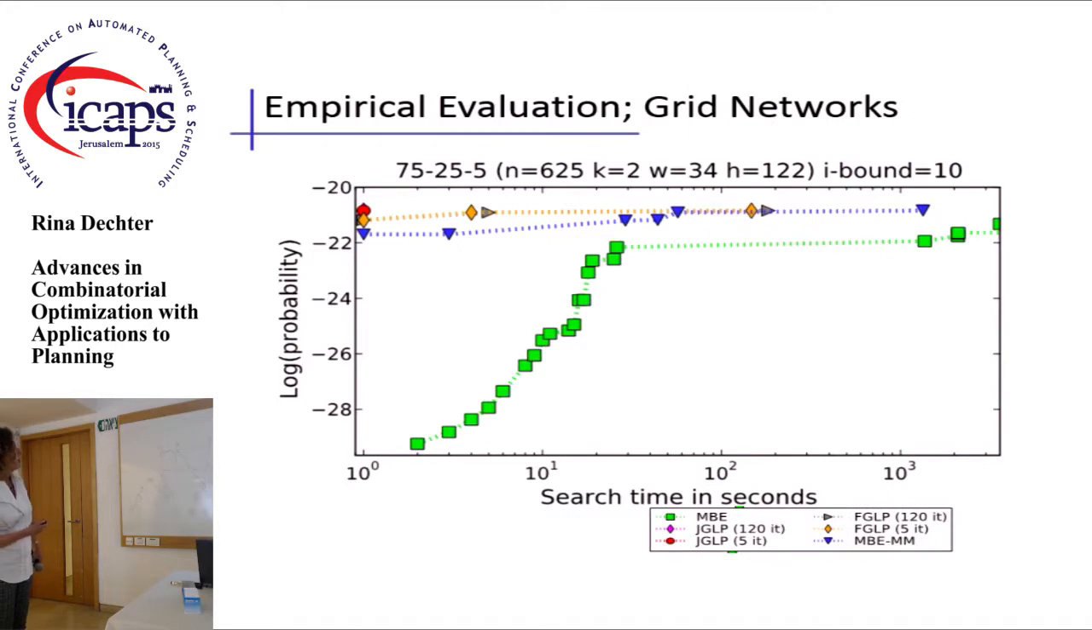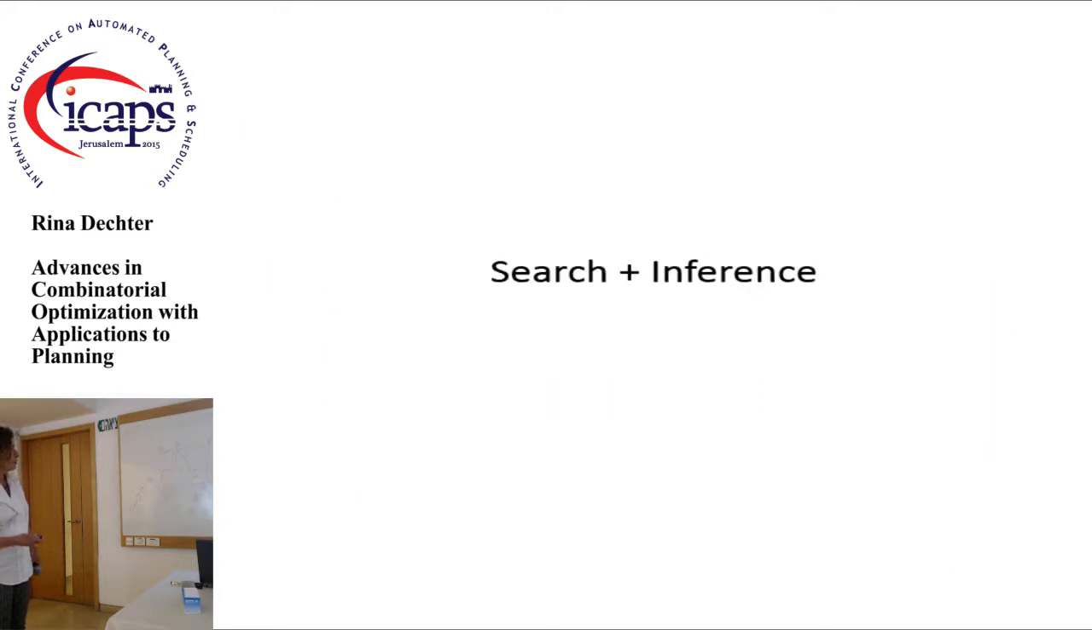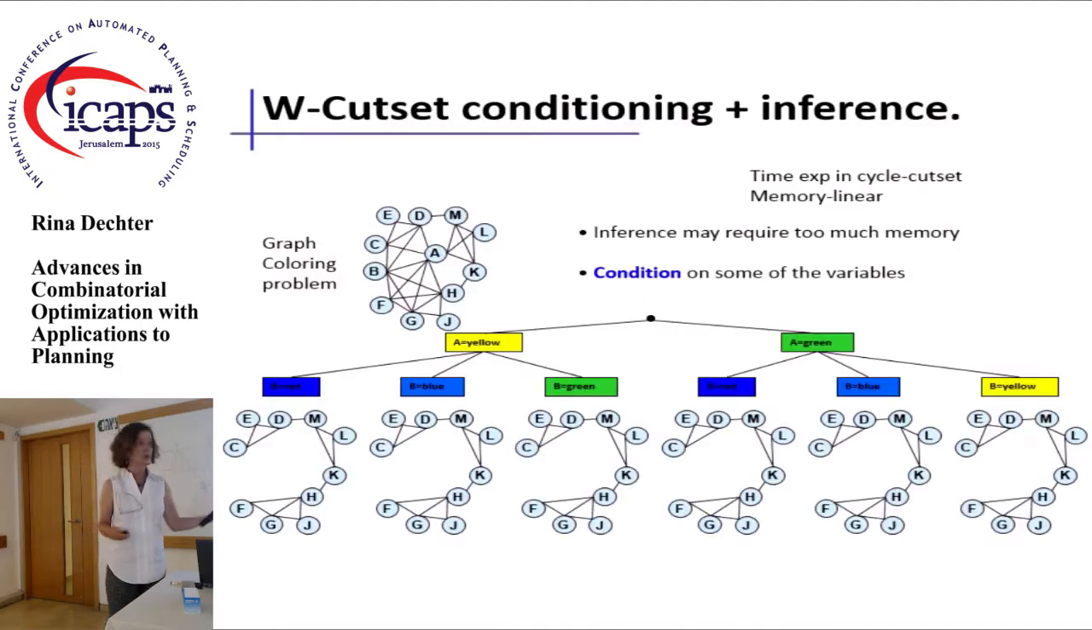This is just more examples. Here is a grid network. These are typically not that difficult. You can see that FGLP sometimes is doing well. The red is JGLP. It almost immediately found the best solution. So this is search, and we saw it can be really effective. Now just one or two slides about combining search and inference.